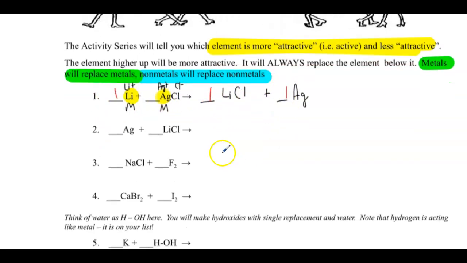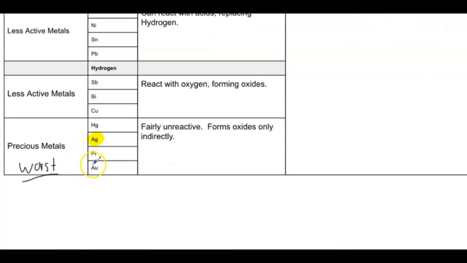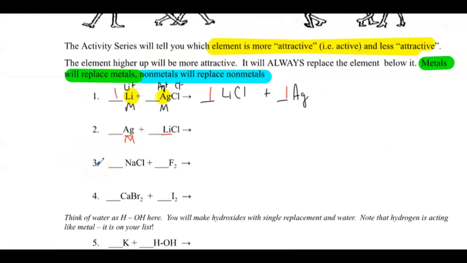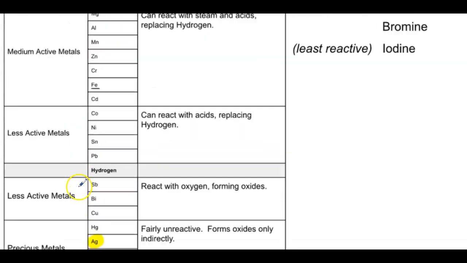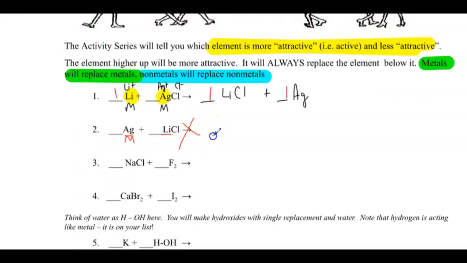Let's look at this reaction kind of going the other way. So if silver's a metal, and it's going to try and replace lithium, let's see if that reaction will go. So go back to your activity series. If chlorine is already with lithium, will chlorine trade down and go down to something like silver? No, no way. Chlorine will never trade down. Chlorine is with the most attractive element, lithium. So what's going to happen here? Nothing. There's going to be no reaction.